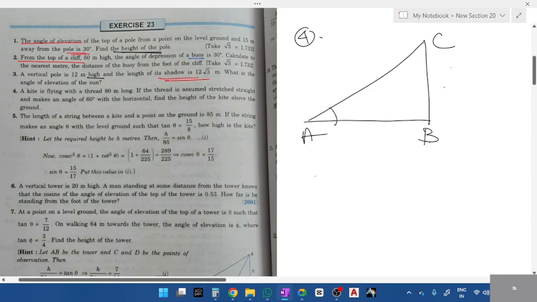AB is horizontal. What's the angle given? 60 degrees. So which one is 80 meters long here? BC or AC? Which one is 80 meters long? Thread is 80 meters. Right? Next, find the height of the kite above the ground. If AB is the ground, you have to find the height, students. So height is always straight.